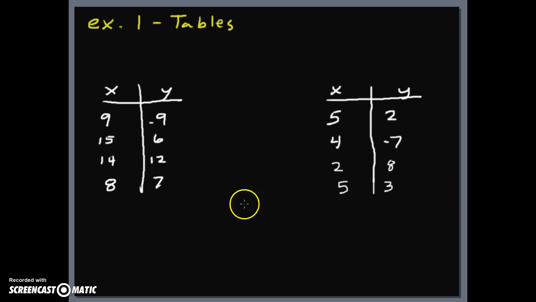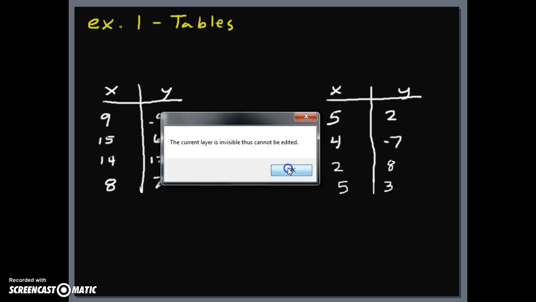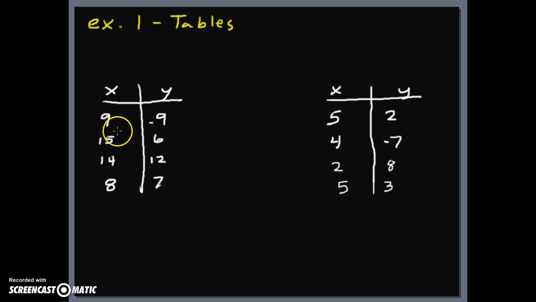As I go through this example, hopefully you're trying to figure out, okay, is the right one a function? Is the left one a function? So here we have x, y, and we've got 9 paired to negative 9, we've got 15 paired to 6, we've got 14 paired to 12, and we've got 8 paired to 7. So I don't see any repeating x values. 9's only paired to negative 9, and it looks like all other x values are paired to only one y value. So we've got 15 to here, 9 to here, 14 to here, 8 to here, and all of our x's are paired to one y value. So this meets the definition of a function. This is a function right here.